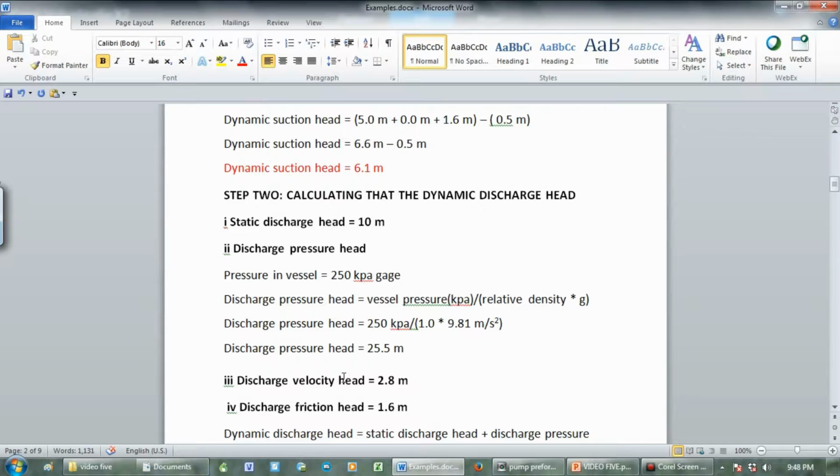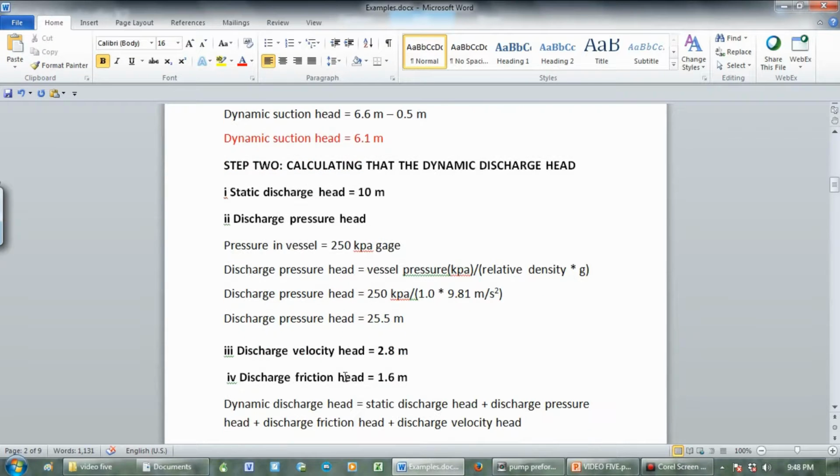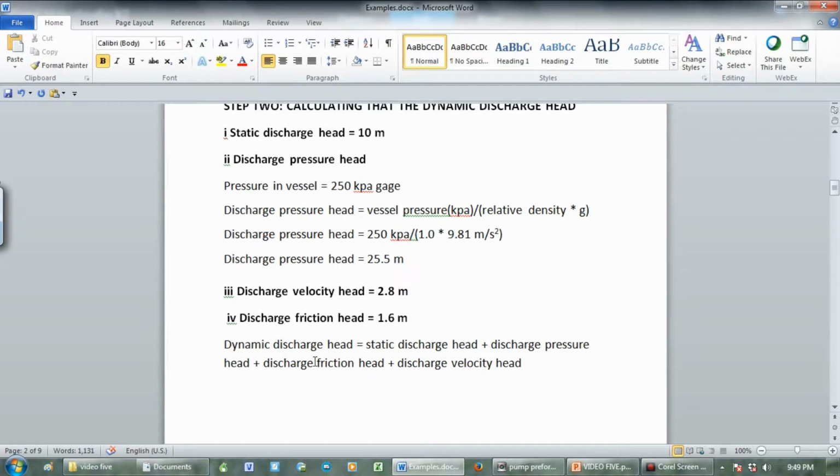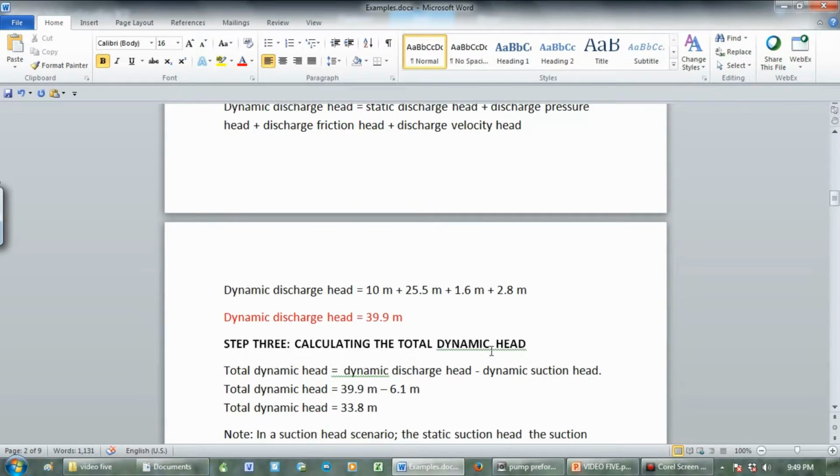Discharge velocity head we were given as 2.8 meters. Discharge friction head we were given as 1.6 meters. Dynamic discharge head equals static discharge head plus discharge pressure head plus discharge friction head plus discharge velocity head. Dynamic discharge head equals 10 meters plus 25.5 meters plus 1.6 meters plus 2.8 meters. Dynamic discharge head works out to 39.9 meters.